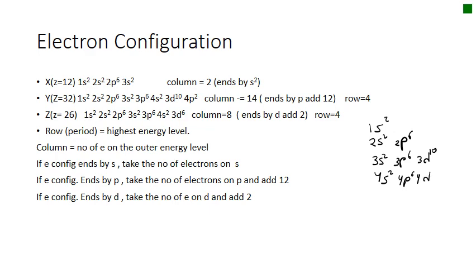For example, sub-level S is filled by 2 electrons. Sub-level P is filled by 6 electrons. Sub-level D is filled by 10 electrons, and sub-level F is filled by 14 electrons. The row 5 contains 5s2, 5p6, 5d10, 5f14. Also we have 6s2, 6p6, 6d10.